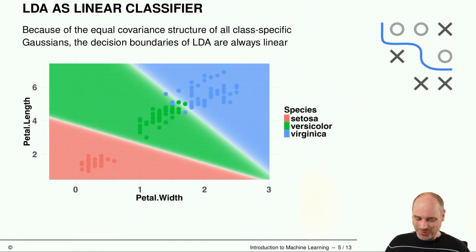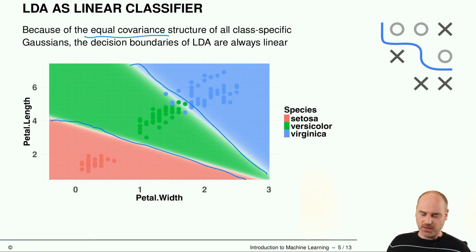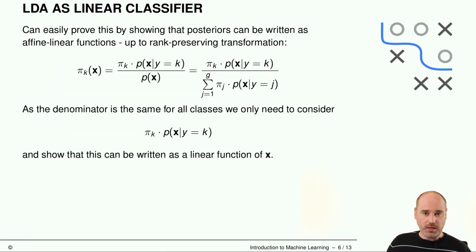LDA is, as obviously in the name, a linear classifier, and that happens exactly because of this equal covariance structure in all classes, and because also of the assumption of normality, and that means that all of the decision boundaries here between the classes that the classifier produces are all going to be hyperplanes. It's shown here for the iris data set. I think when Fisher collected the iris data set and published that, I think he specifically did that to study things like LDA and QDA. We can again quite easily show this. So let's do this.